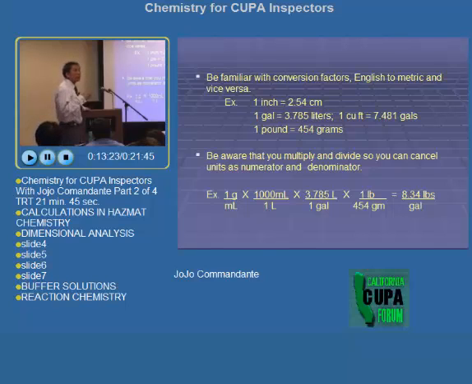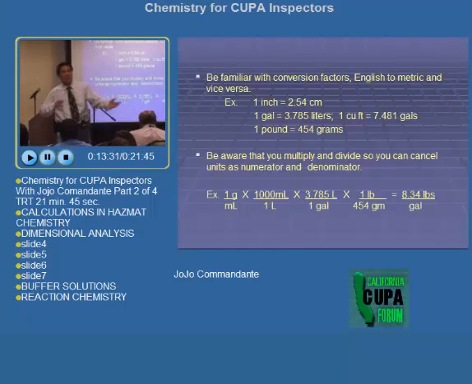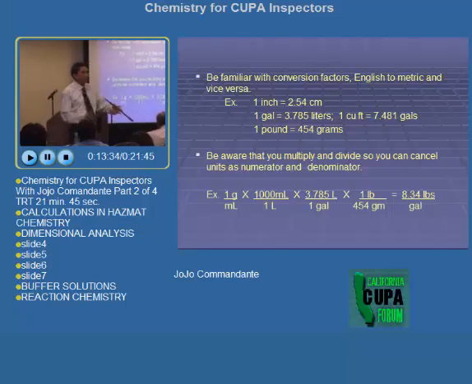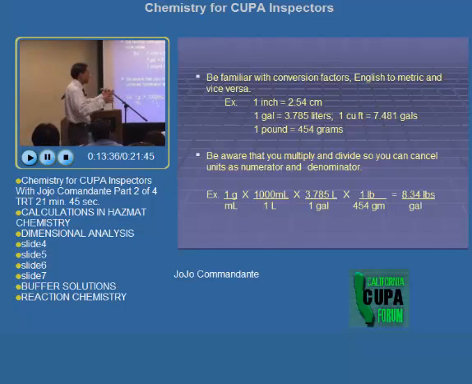And this is exactly what you do in any of your Hazmat calculations: dimensional analysis. Even if you go to engineering calculations like heat transfer, convection, conduction, specific heats and things like that, you always use dimensional analysis to cancel out numerators and denominators. That's very important.